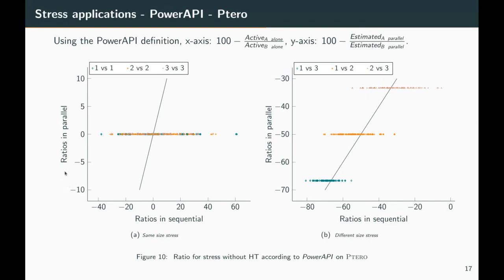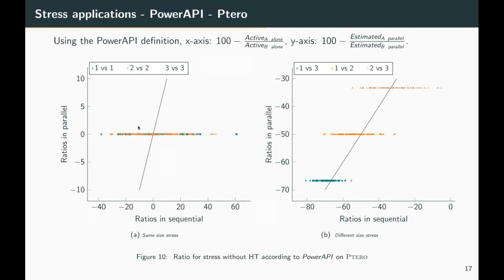And here we take three cases, just to create more cases to compare. The blue dots are when both applications use one core. The orange is when both applications use two cores, and the brown one is when both applications use 3 cores. So same application, but different sizes. They both have the same size, but in one case, both are bigger than in the other case.